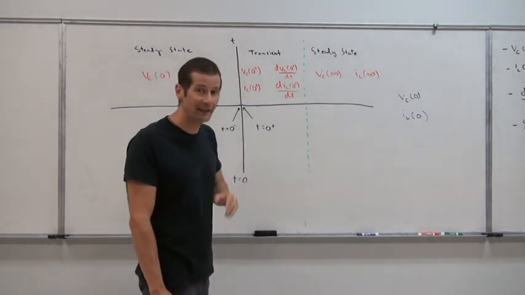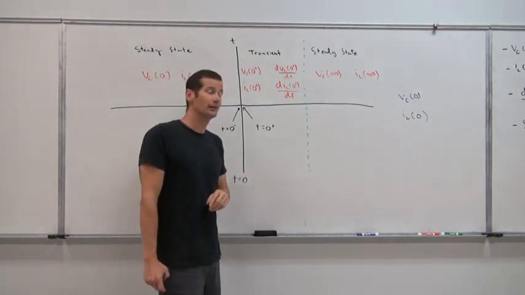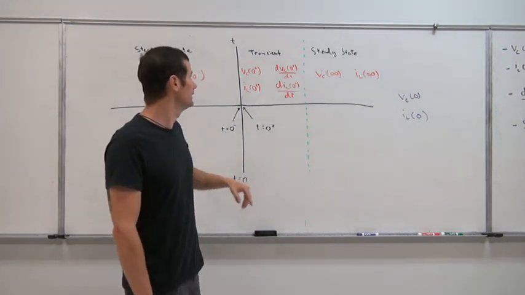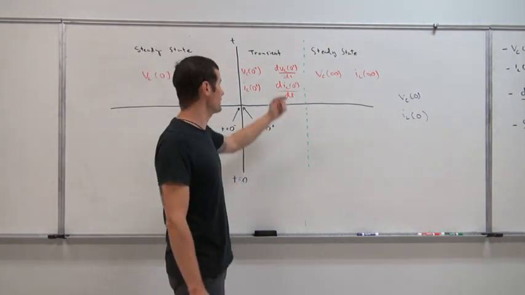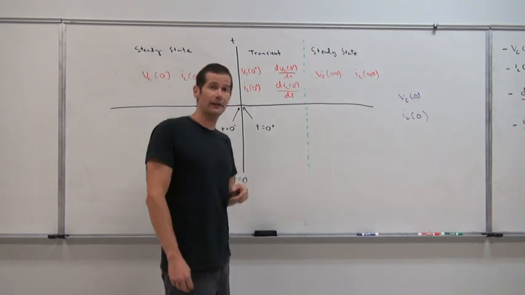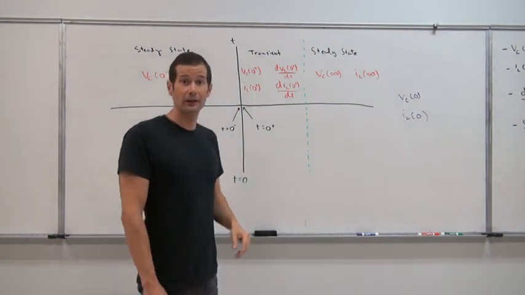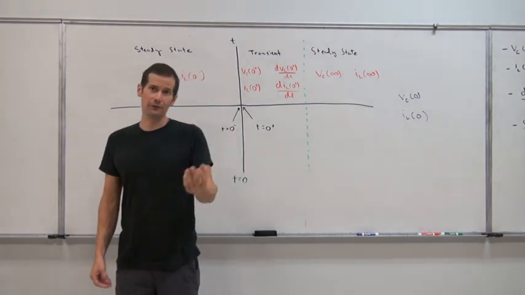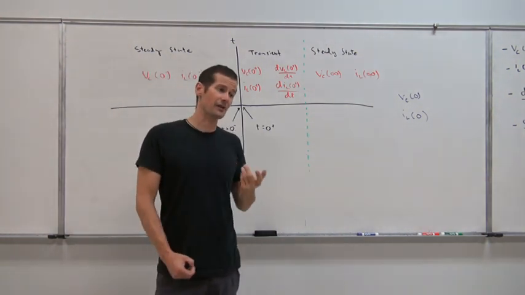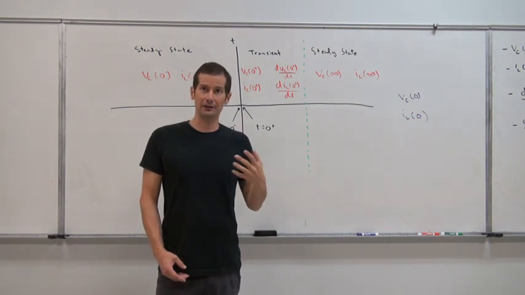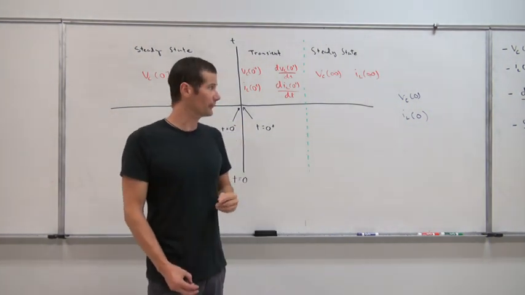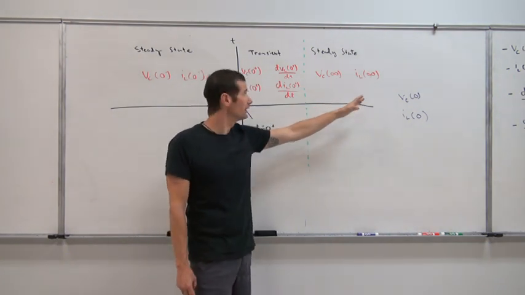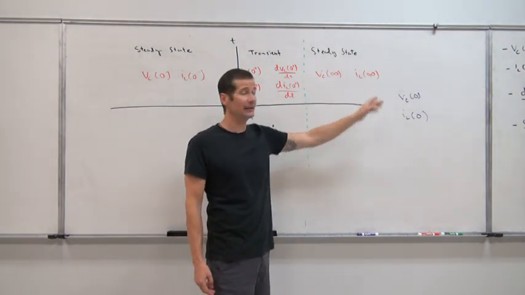That voltage and current can't instantaneously change. During that transient period, though, we will start seeing a rate at which the voltage or the current can change through that transient period as we start seeing exponential forms, or even an oscillation in the exponential form of the response. And eventually, once we gain the steady state again, we have VC of infinity, IL of infinity.